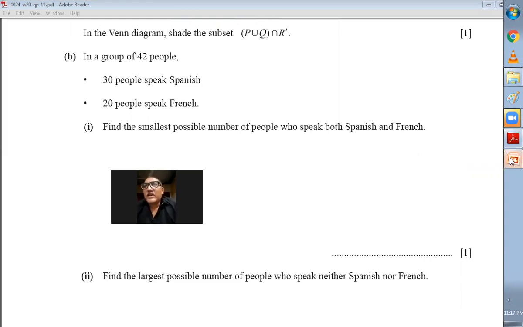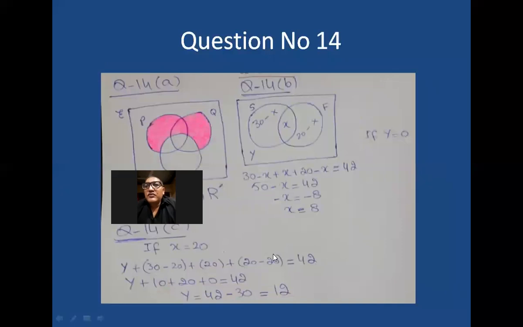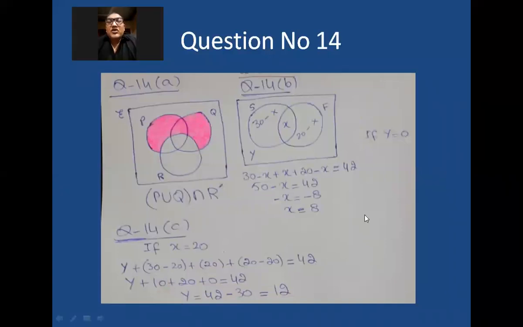Okay, let me show you how I have done this. So question number 14B part, I'm showing. I have drawn a Venn diagram here. The first circle represents the Spanish, the second circle represents the French, and the people who speak both languages, I don't know how many, but let me say they are X. In the circle of S, the people who speak Spanish, they were 30. So X is already written in the circle.